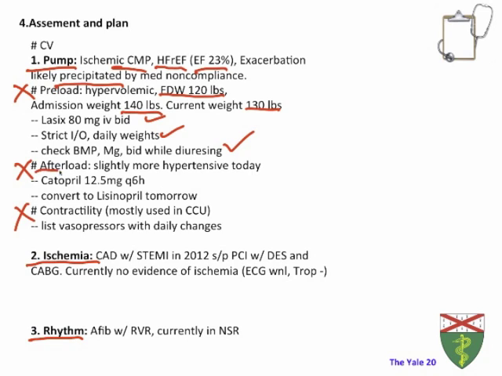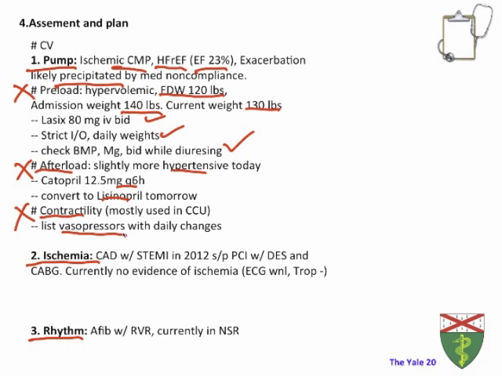For afterload, I want to determine, is the patient hypertensive? What do I do? Today, captopril, tomorrow, converted to lisinopril. Last issue is contractility. This is mainly in the CCU, and in the CCU you should mention all the vasopressors that you use in order to improve contractility, as well as if there are any intra-aortic balloon pumps.